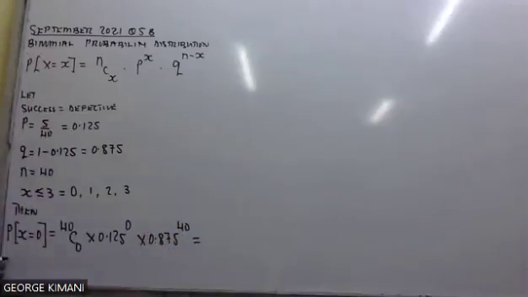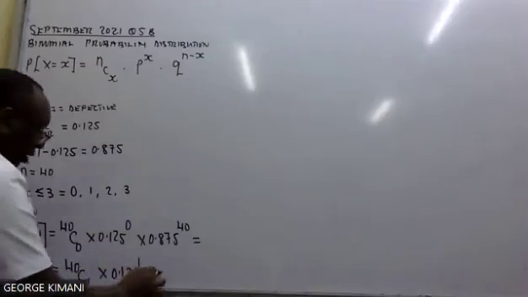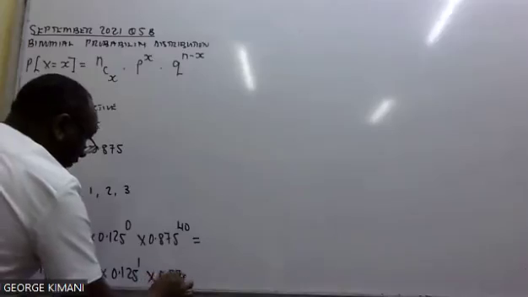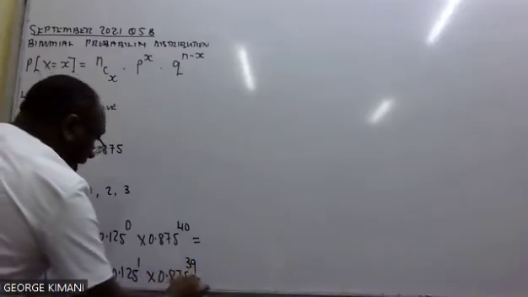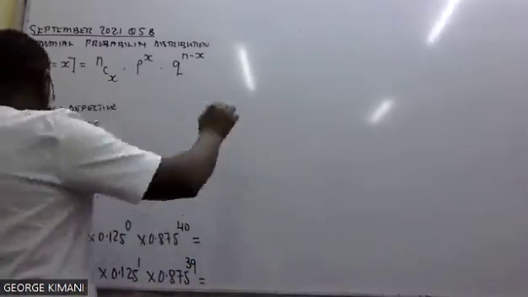Then the probability that X is 1, it will be 40 combined 1 multiplied by 0.125 raised to power 1 multiplied by 0.875 raised to power 39.